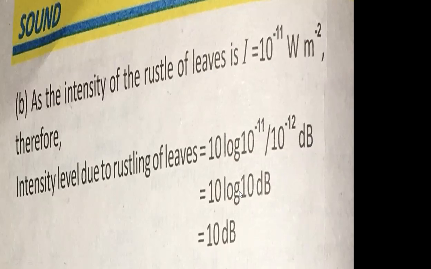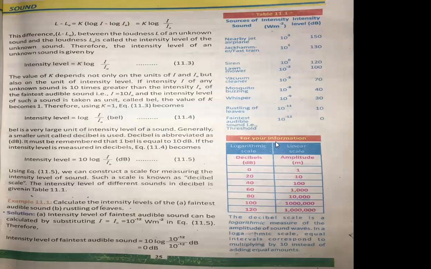So log 10, you will again take on the calculator, log, not ln, log base 10. If you press log and put 10, you will get 1. So 10 log 10 is 10 times 1, which is 10 decibel. I showed you in the table that the rustling of leaf has been converted into an intensity level of 10 decibel. So rustling of leaf is 10 to the minus 11 in watt per square meter, but in decibel it is 10.